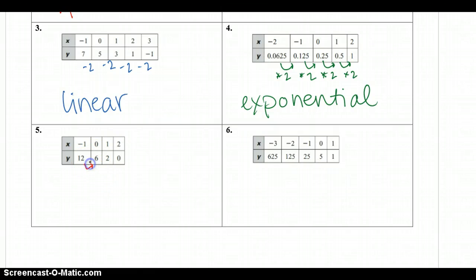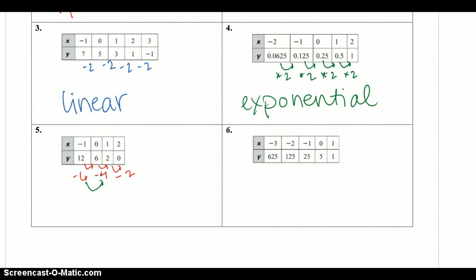From 12 to 6, what do we have to do? Subtract 6. What about from 6 to 2? Subtract 4. And from 2 to 0, we have to subtract 2. Alright, so let's look now. Our first difference is not the same each time, so let's look at our second difference, the difference between the differences. So from -6 to -4, what do we have to do?